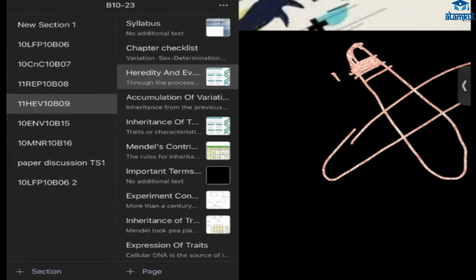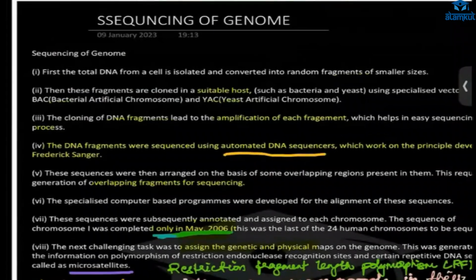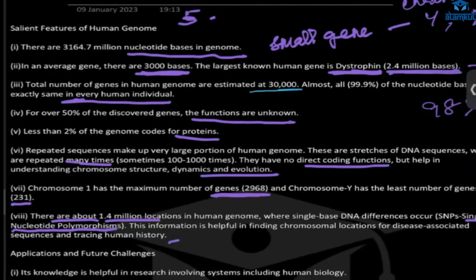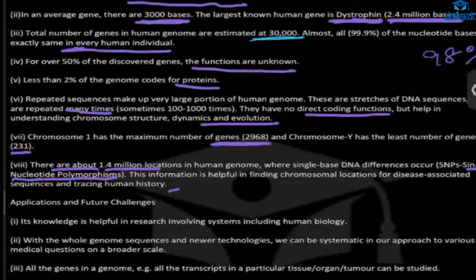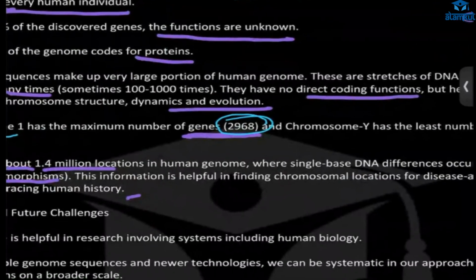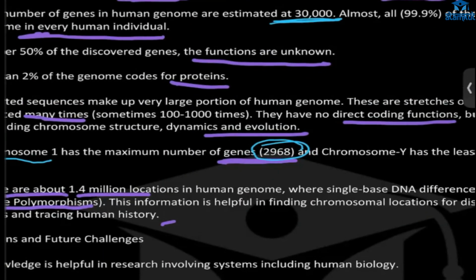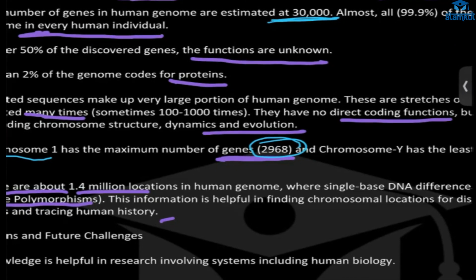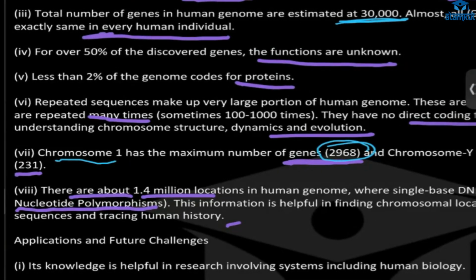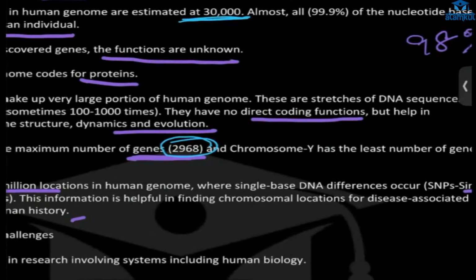So let's see here, the salient features. The total number of genes in the human genome is estimated at 30,000. And chromosome number 1, how many genes does it have? This much, can you see here? What is the maximum number of genes a chromosome can have? Chromosome 1 has the maximum genes, and chromosome Y has the least number of genes.